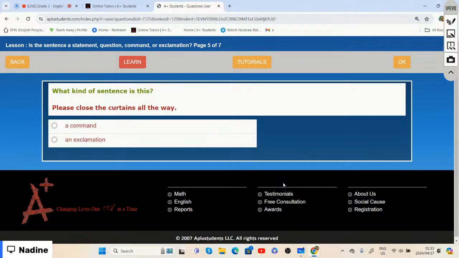All right. So now it says, please close the curtains all the way. We need to say, is this, and it ends with a period, right? So if it ends with a period, do we say it's either a statement or it's a command? So what kind of sentence is this?